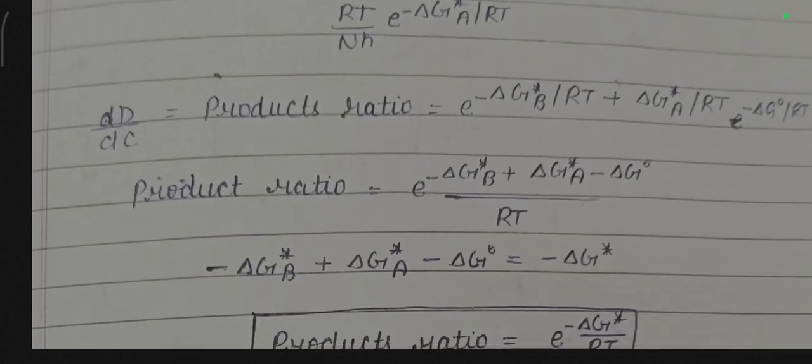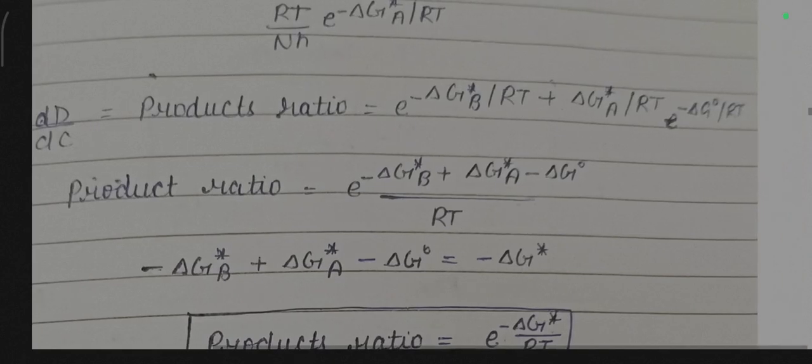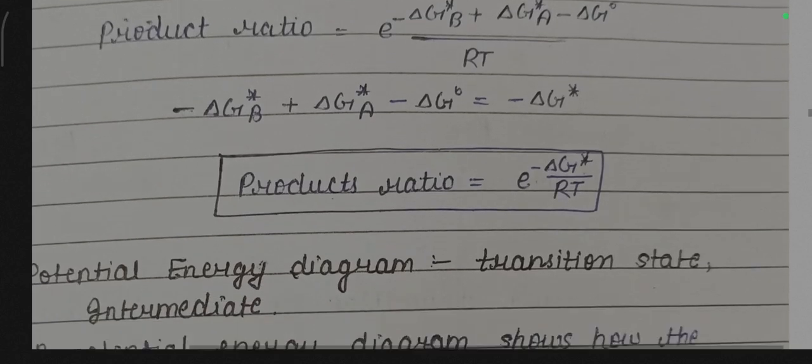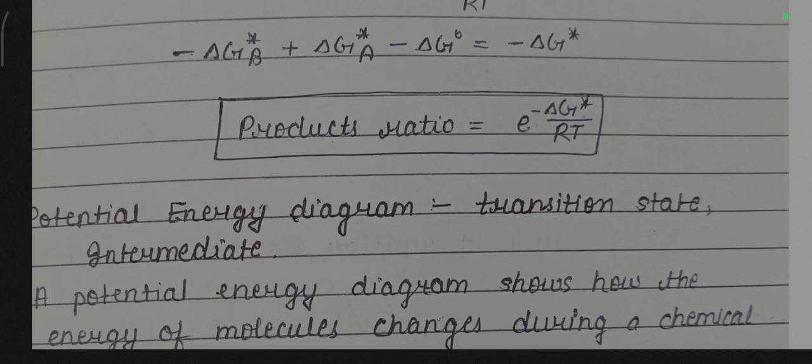dD by dC, the product ratio, is equal to e to the power minus delta G star B by RT plus delta G star A by RT, e to the power minus delta G naught by RT. Product ratio is equal to e to the power minus delta G star B plus delta G star A minus delta G naught by RT. Minus delta G B star plus delta G star A minus delta G naught is equal to minus delta G star. Product ratio is equal to e to the power minus delta G star by RT.